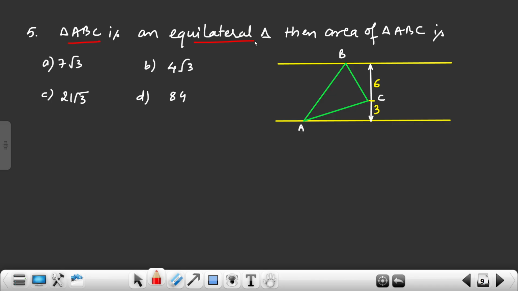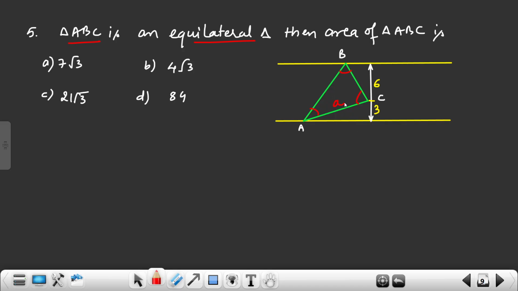Triangle ABC is an equilateral triangle. So this triangle is equilateral, so each angle is 60, 60, 60. By looking at the word equilateral triangle, immediately something sparks in our mind, and that is 60, 60, 60. Then what is the area of the triangle?